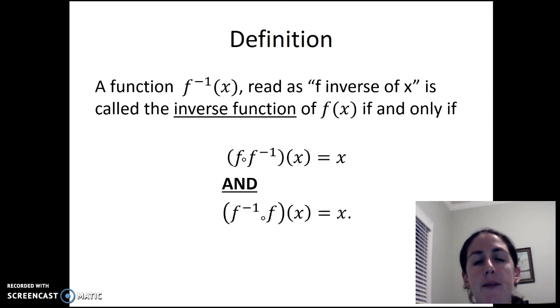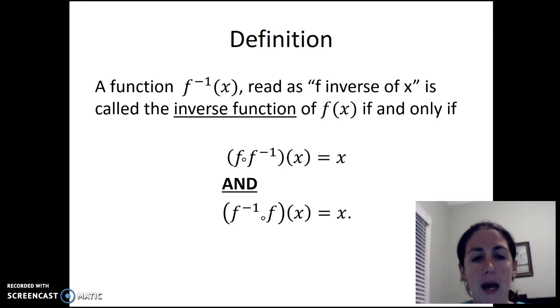If you recall from previous knowledge, we said when you compose two functions together, you don't always get the same thing. F composed with g gives you something completely different than g composed with f. Here's a situation where when you compose these two functions together both ways, it does in fact give you the same thing. More specifically, it gives you x.